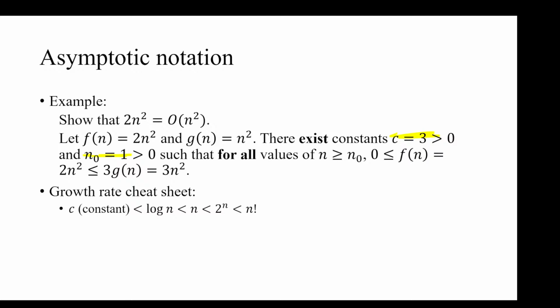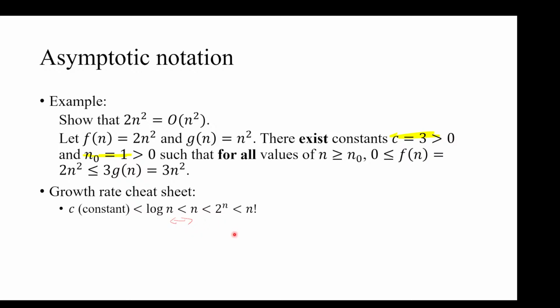I guess this is a bit of a review of calculus. We know that when n goes to infinity, a constant is less than log n, which is less than n, which is less than 2 to the n. And one thing to emphasize here is that the gap is big. Between log n, n, and 2 to the n is a very big gap.